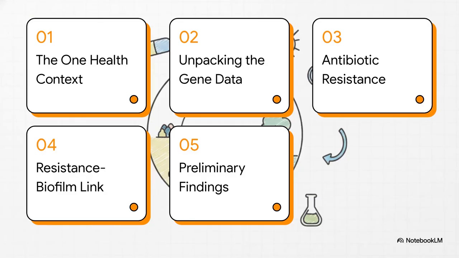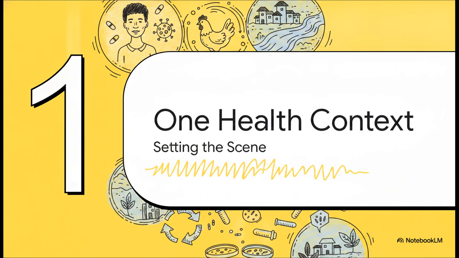Here's our quick roadmap for today's guided tour. We'll start with the One Health context, unpack some genetic clues, map out the antibiotic resistance, look at the rather starry resistance biofilm link, and then wrap up with the preliminary findings and next steps. All right, part 1, the One Health context.